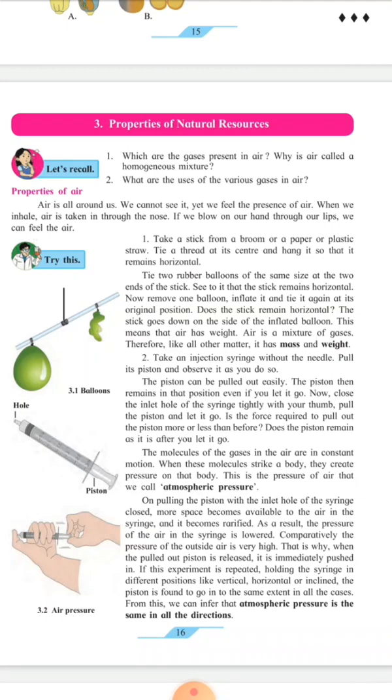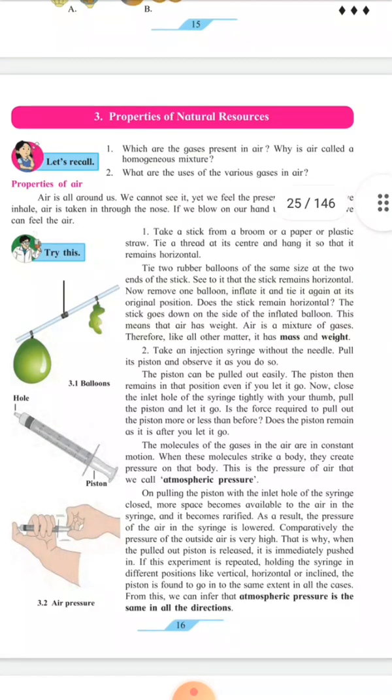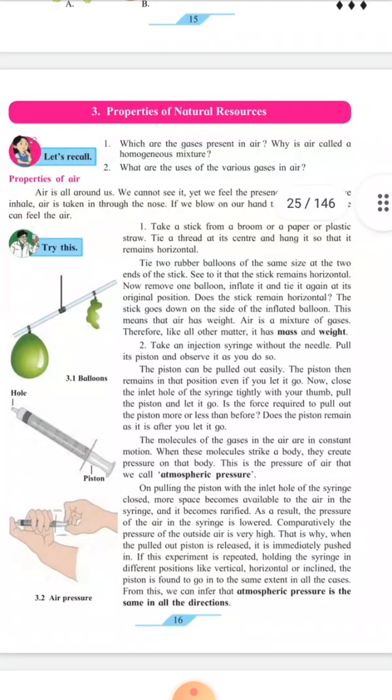Now remove one balloon, inflate it and tie it again at its original position. Does the stick remain horizontal? The stick goes down on the side of the inflated balloon. This means that air has weight. Air is a mixture of gases. Therefore, like all other matter, it has mass and weight.